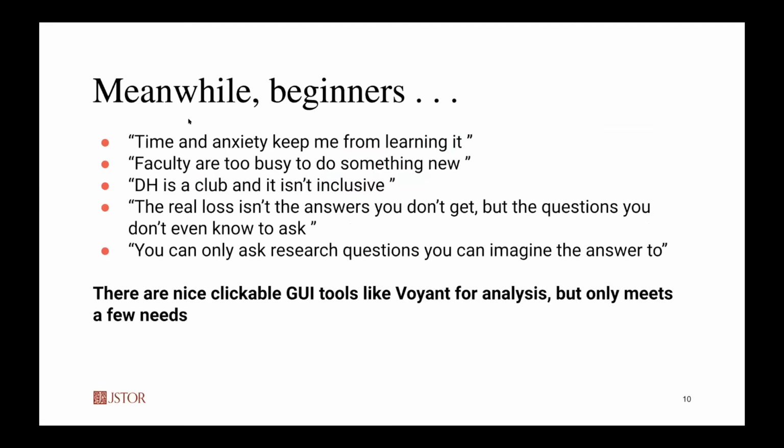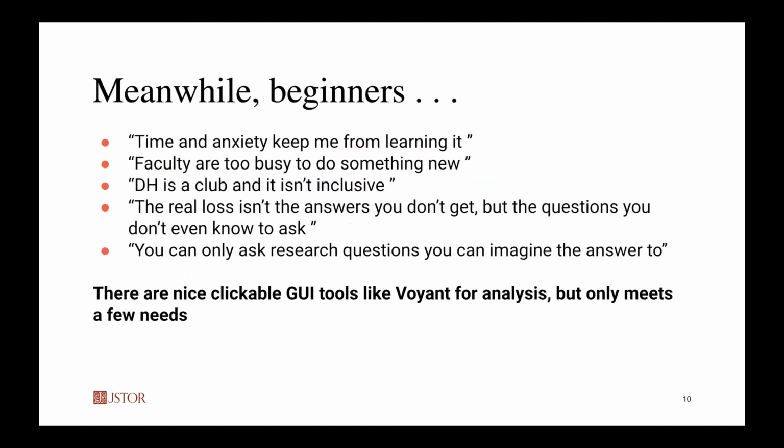Some beginners said things like, time and anxiety keep me from learning it. They're kind of saying, I can't ask a research question because I don't even know what types of questions I can ask. Here's that idea of the ivory tower, that DH is a club and it isn't inclusive. Really, they were telling us, I don't know how I can text mine without spending 3 or 4 years learning to code, and I don't have time for that.